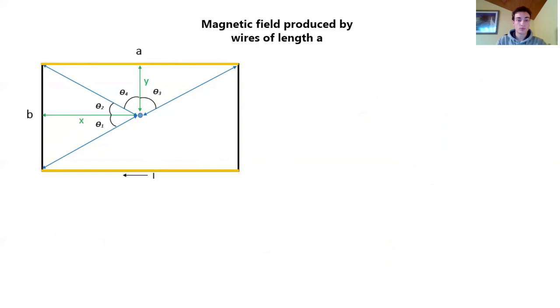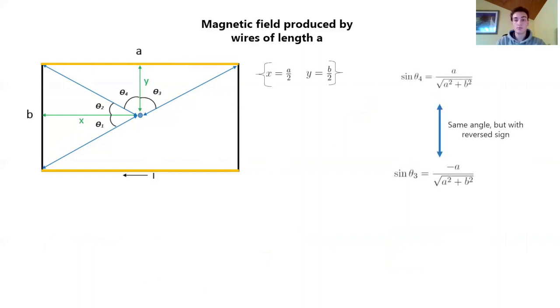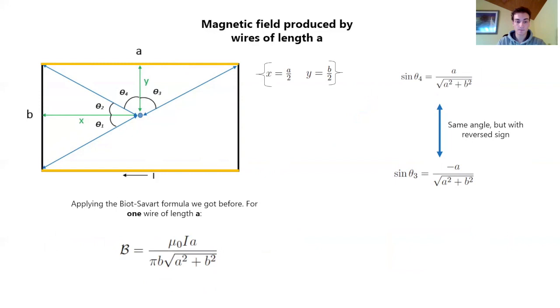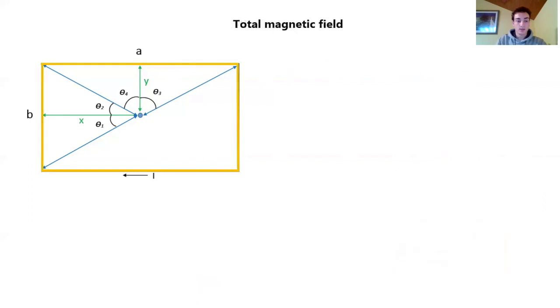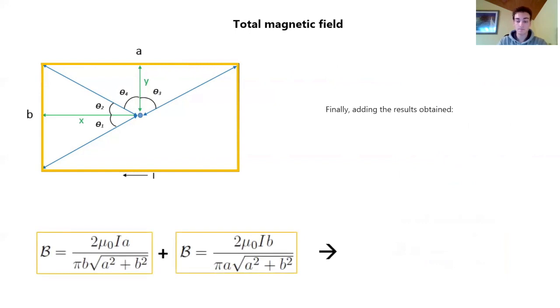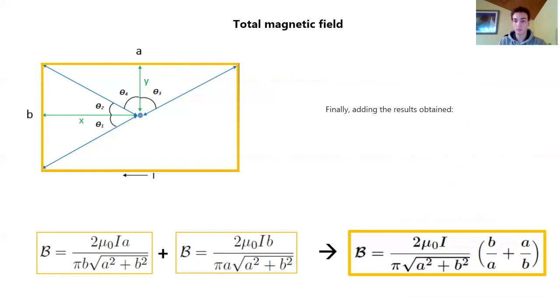Now we're gonna do the same, but with wires of length A. The same change of variables. Sinus is easily computed. Remember the negative sign in one angle. And then computing for one wire, we obtain the result, and for both wires, we have to double it, right? And in the end, we have to add all the results simply, and taking common factor, we obtain the final result.